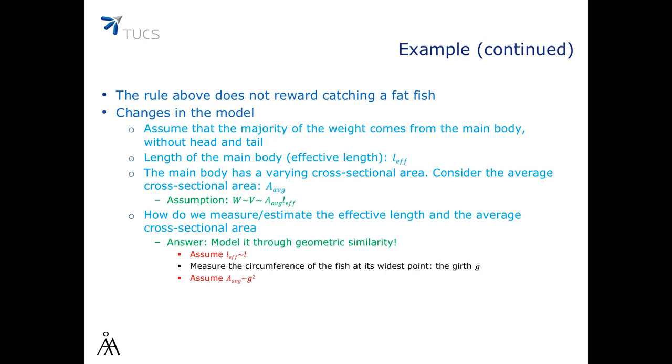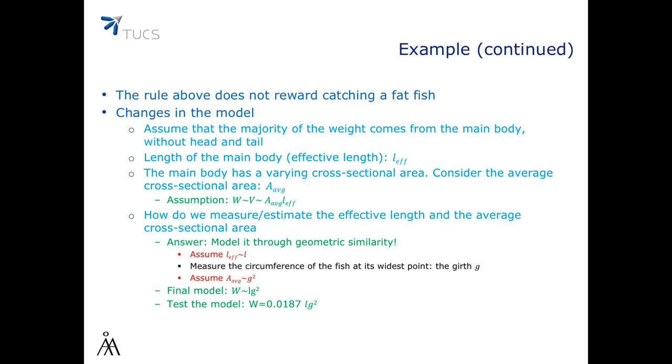And if we also measure one other dimension of the fish, meaning we are going to measure the circumference of that fish at its widest point, and we are going to denote that by G, standing for the girth, we will assume that the average cross-sectional area is going to be proportional to the square of G. Now, if we have these assumptions, then our model is now going to become that the weight of that fish is just proportional to the product between L and G squared.